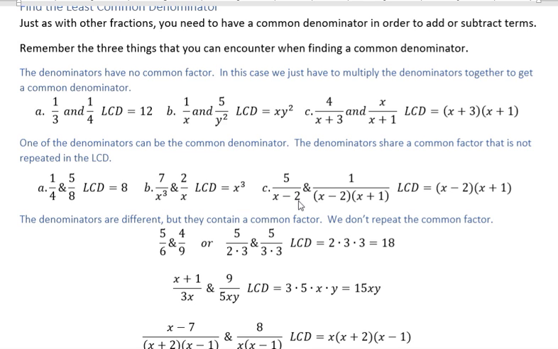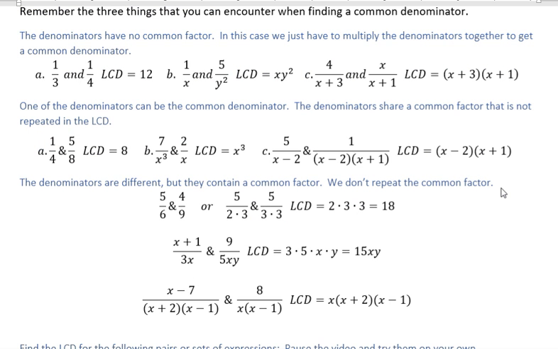And in this one, we have two different binomials in the second one, x minus 1 and x plus 1, but that x minus 2, I should say, is represented here as well. So x minus 2, we don't need to repeat that twice. We just show the x minus 2 because that's something that shows up in both of those, and then the x plus 1. That would be the LCD.